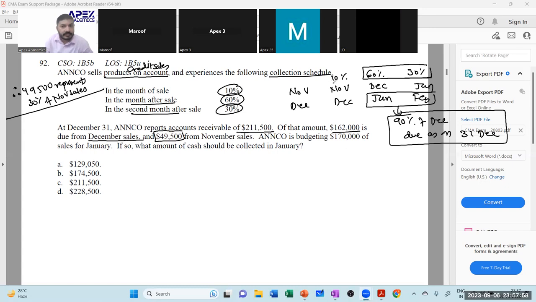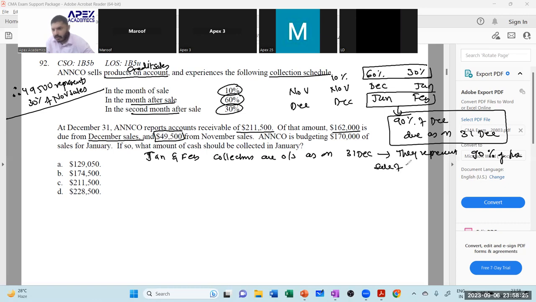I repeat. December and January's collections. See, I'm writing here also for you. January and February's collections are outstanding as on 31st of December, and they represent 90% of the sale of December. What is 90% of the sale of December? 90% of the sale of December is 1,62,000.